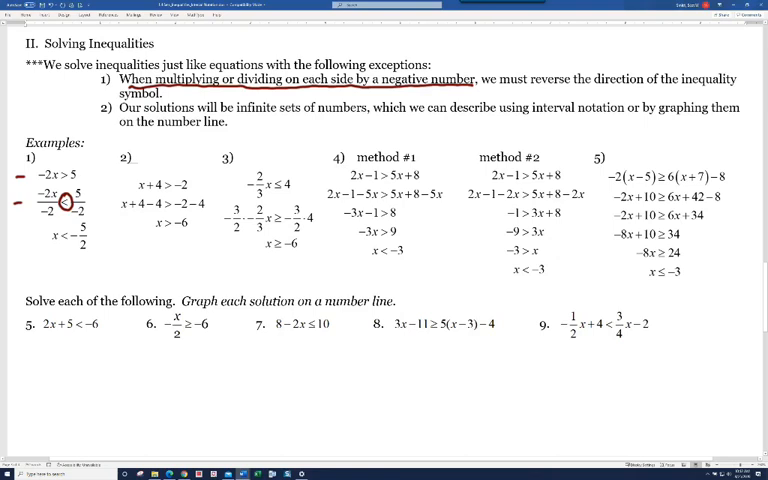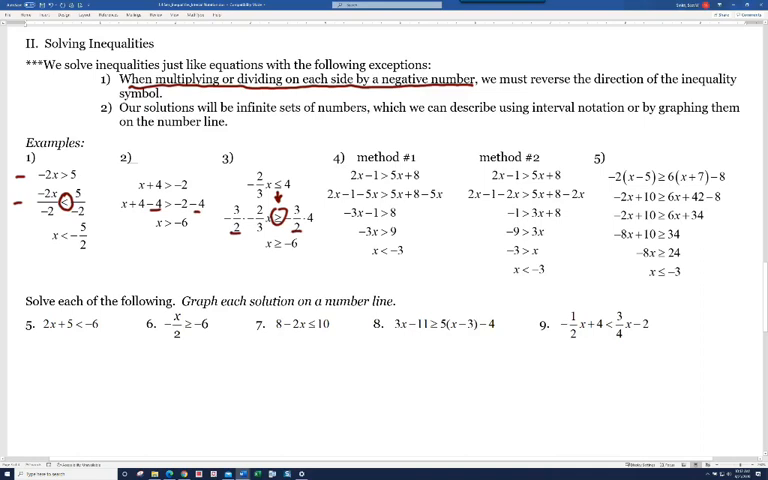Look at number 2. I had to subtract 4 on both sides. Notice I didn't reverse the symbol, because I only reverse the symbol when I multiply or divide each side by a negative number. And so you get x is greater than negative 6. Notice on number 3, I multiplied by the reciprocal here, and that was a negative number, and so you'll notice I went from less than to greater than, or less than or equal to greater than or equal.